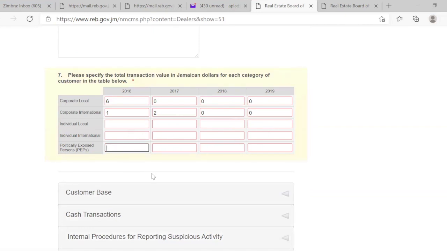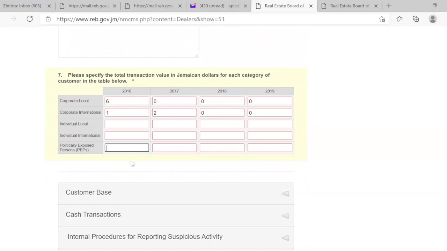Let's say for politically exposed persons, and this would be for like senior police officers, military persons, parliamentarians, or heads of agencies. All of these persons are classified as politically exposed persons. And of course, they can be local politically exposed persons, they can be international politically exposed persons. Whether they are local or international, they are considered to be PEPs.